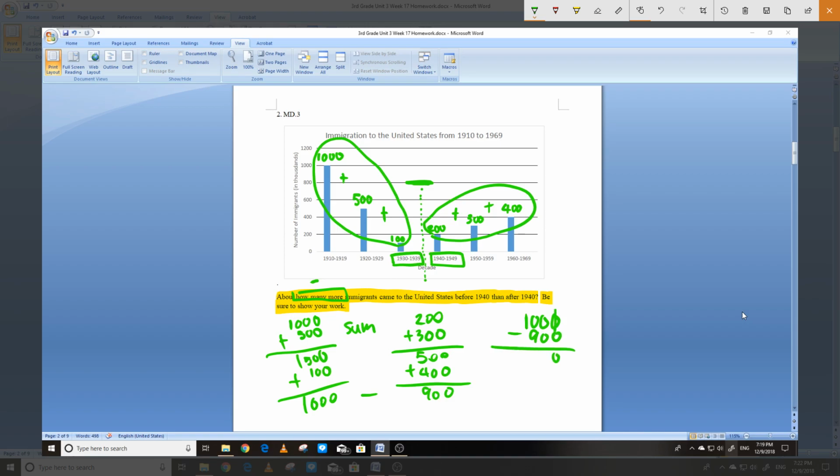0 minus 0, 0. 0 minus 0, 0. 0 can't minus 9, so we think about 10 minus 9, right? Borrow 1. Even if you do it that way, you borrow 1 from this digit, this becomes a 0, you put a 1 here. So it's the same thing. 10 minus 9 is 1. The answer here is 100, right?